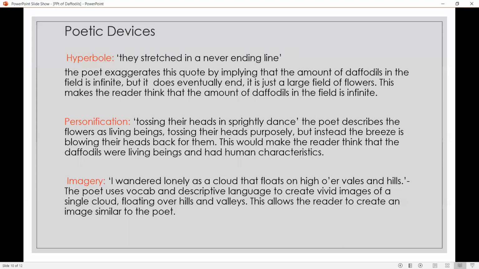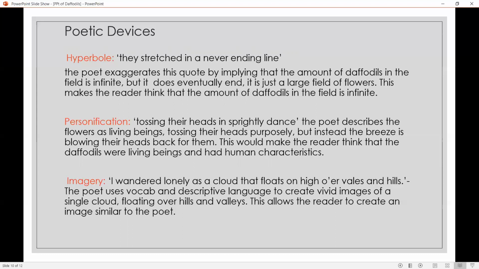Next one is personification. Tossing their heads in sprightly dance. The poet describes the flowers as living beings, tossing their heads purposely, but instead the breeze is blowing their heads back for them. This would make the reader think that the daffodils were living beings and had human characteristics.